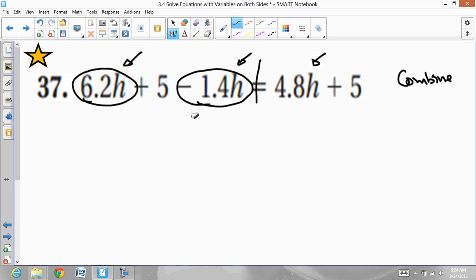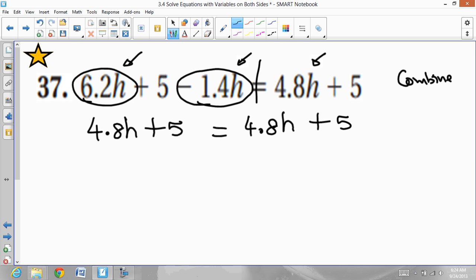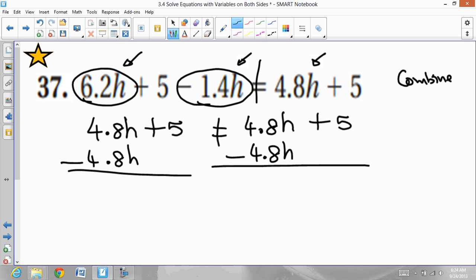So 6.2h combines with negative 1.4h to give you 4.8h plus 5 equals 4.8h plus 5. Now look at the equal sign. You got it on the right and you got it on the left. Can't have it. Try to bring it all to one side by doing the opposite. So minus 4.8h, minus 4.8h. Cancel. You got 5 equals, for some reason 4.8h also cancels with this, so you're left with 5 equals 5, which is true always.